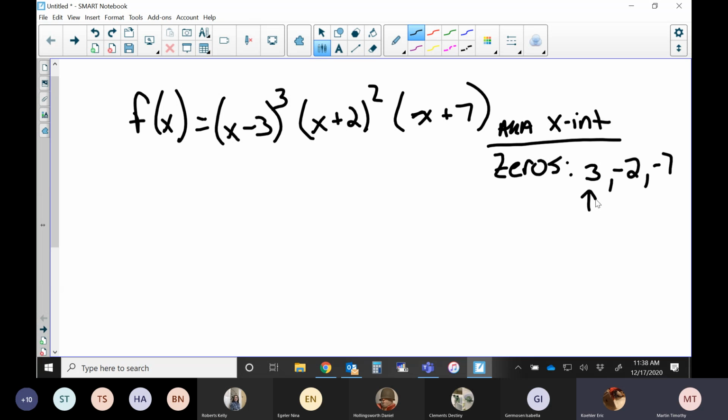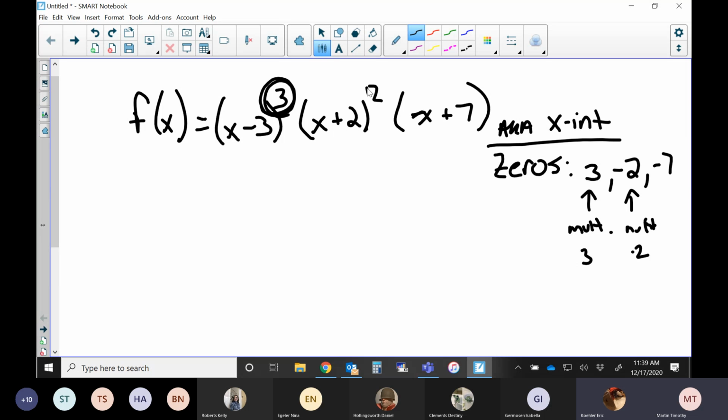It has a multiplicity. This is something important to understand. It has a multiplicity of 3. The -2 has a what? Multiplicity of 2. Yes. And this -7 just has a multiplicity of 1. So here's what that means.